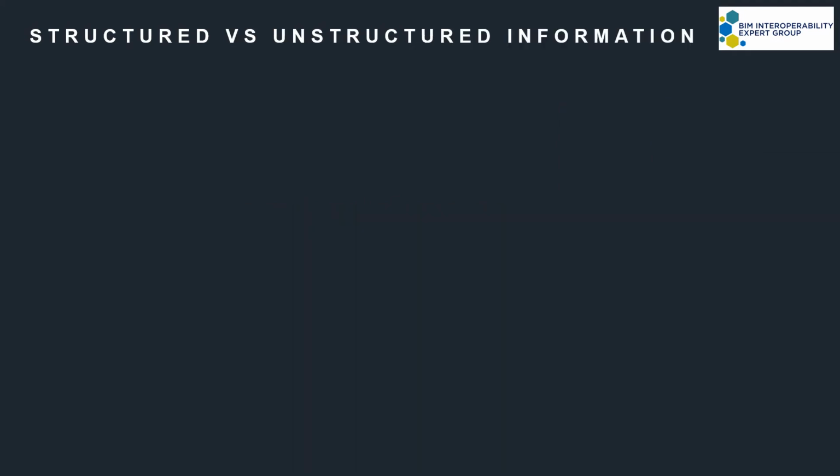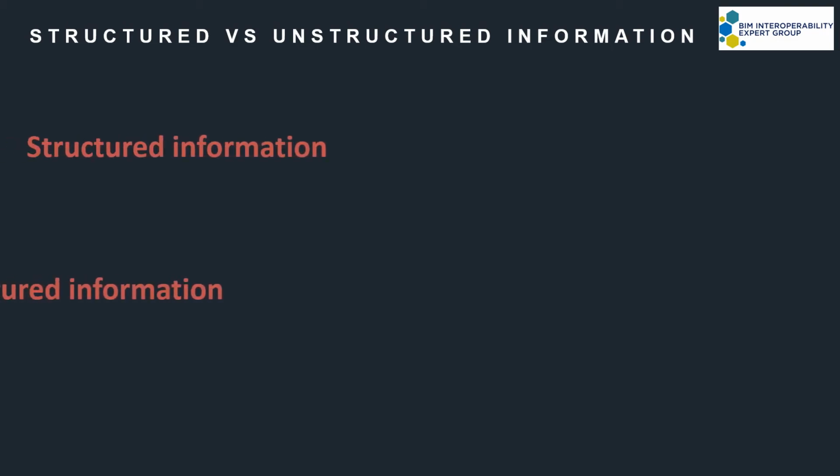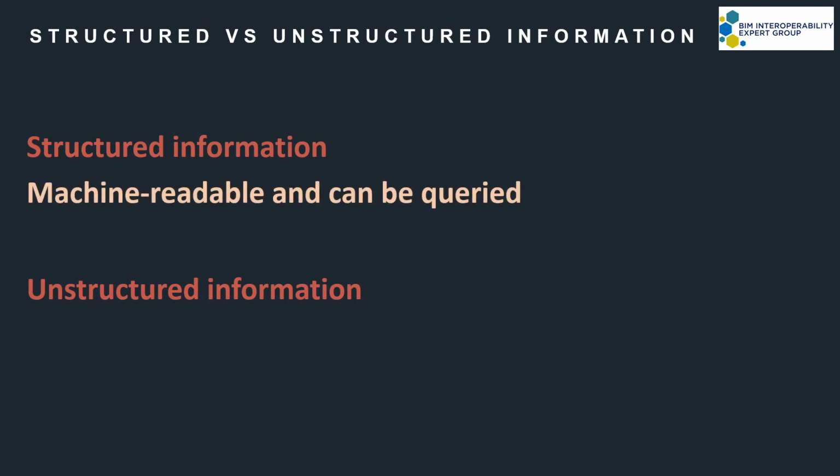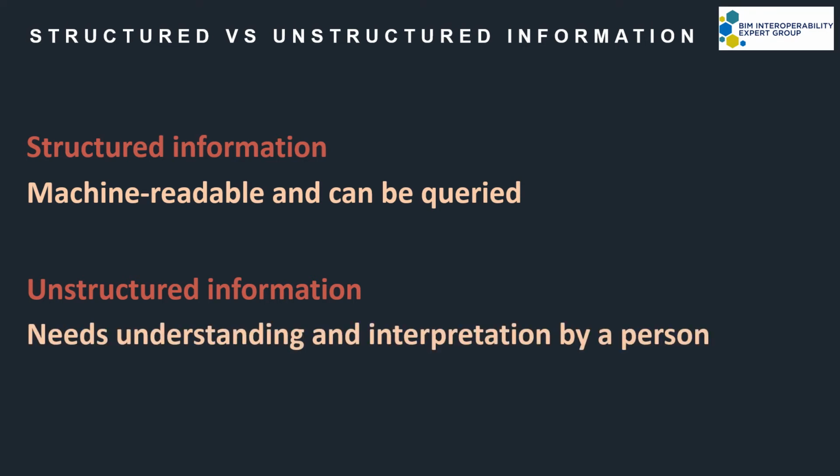One place we need to start is understanding the difference between structured and unstructured information. There is an overlap between the two, but in general, structured information is information data which is machine readable and can be queried, so asked a question of. For example, databases, models and spreadsheets. Unstructured information cannot be queried and needs a deeper understanding and interpretation, typically from a person to make sense of it. For example, drawings, reports, images and sound recordings.